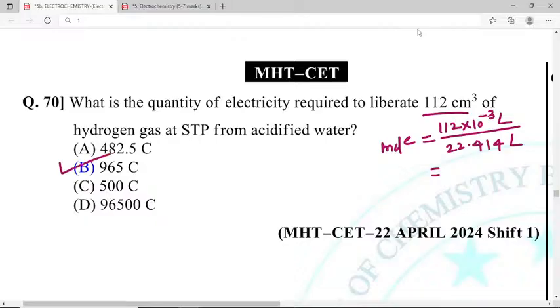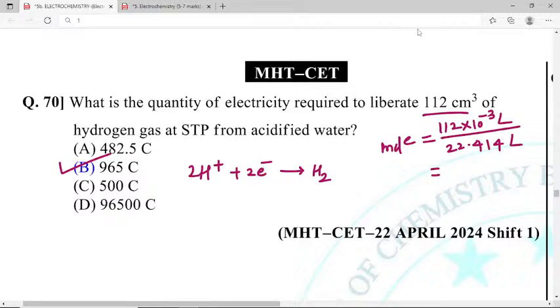So 965 coulombs is your answer. Acidified water, hydrogen gas. So hydrogen gas, how much? 2H+ plus 2 electrons gives the H2 gas. Hydrogen gas.